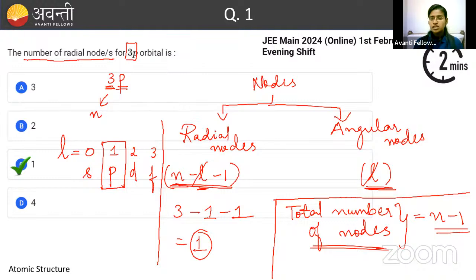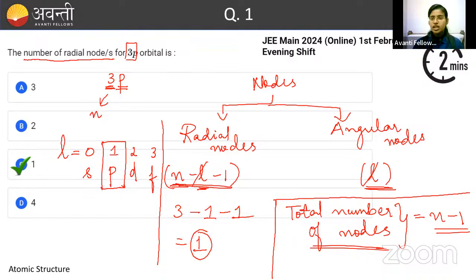Shall we go for the next question? Yes or no? See, only if you reply can I understand whether you have understood or not. If you're not replying, then it is not possible for me to understand whether you have got the point or not.